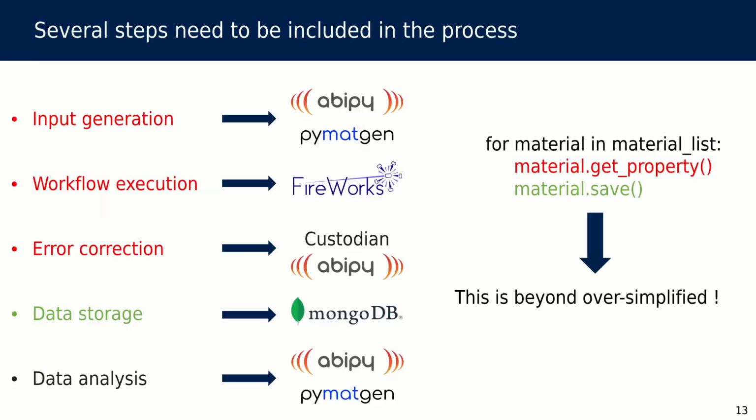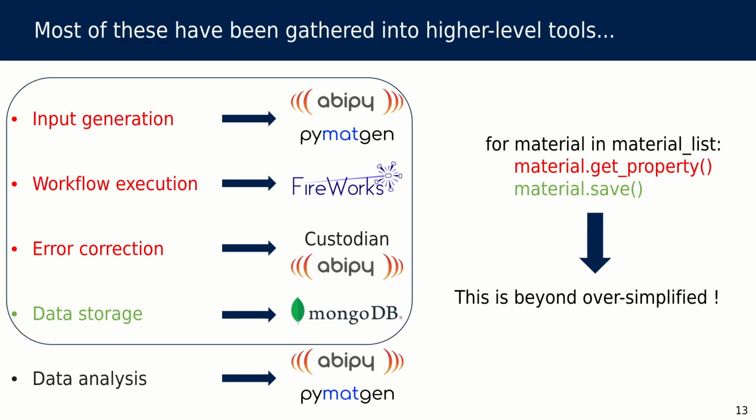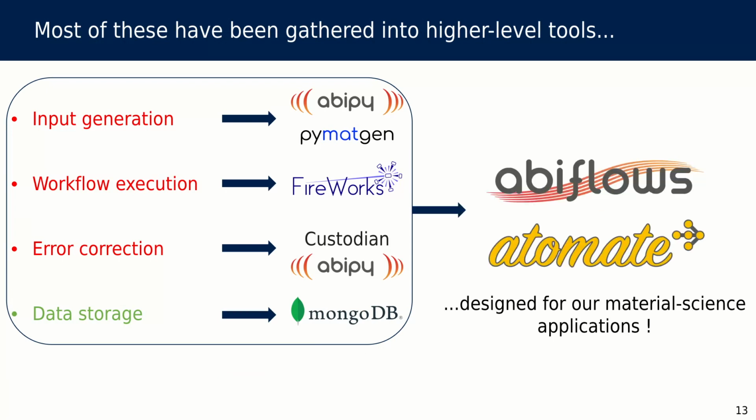Now, for the few minutes I have left, let's go back to material science and see how we use fireworks in a more specific case. So, as I explained before, there are many steps needed before having something truly automatic, where we just have to click on a button and then the computation runs by itself. And most of these steps have been gathered into higher level tools like AbiFlows or Automate that have been designed for our material science applications.